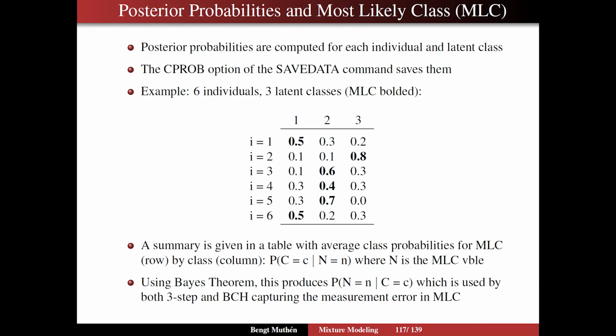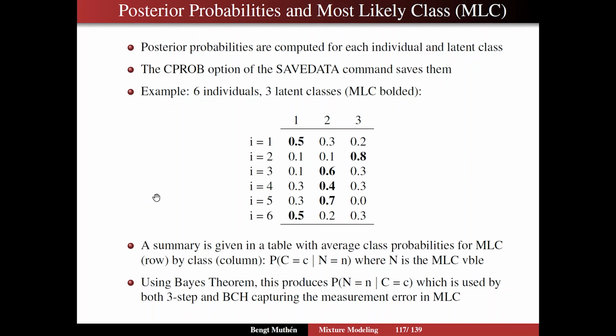So this table looks familiar to you from that part of the talk. We show an example of 6 individuals and 3 latent classes, and the posterior probabilities are given for each individual and each latent class through the CPROB option of the save data command. And the most likely class is bolded. So for individual 1, class 1 is the most likely, and for individual 4, class 4 is the most likely, just barely. Individual 6, class 1 is the most likely.